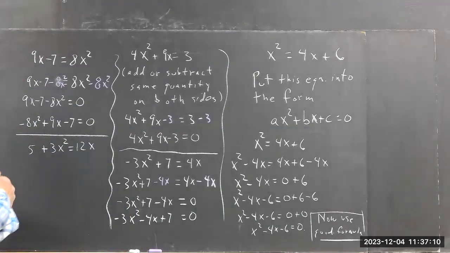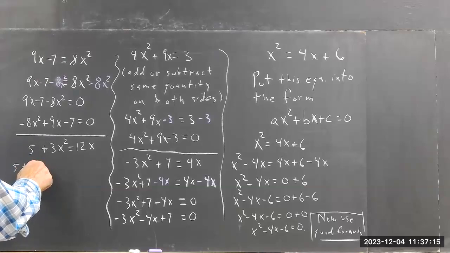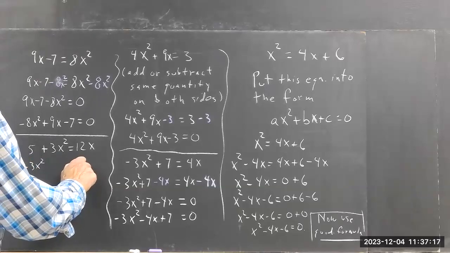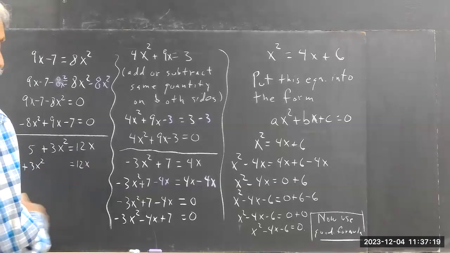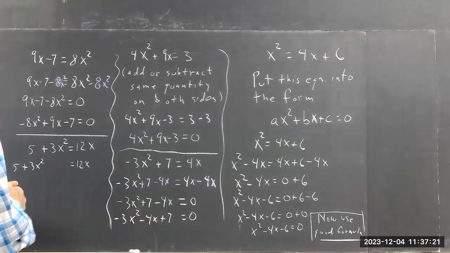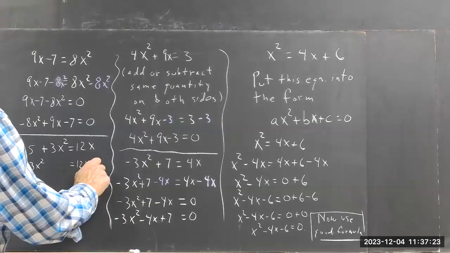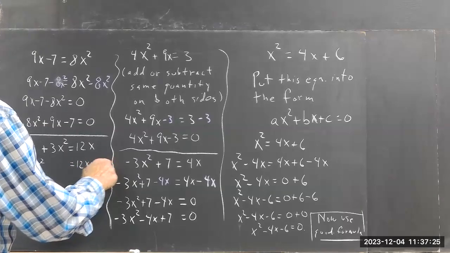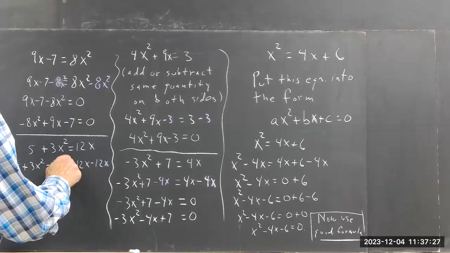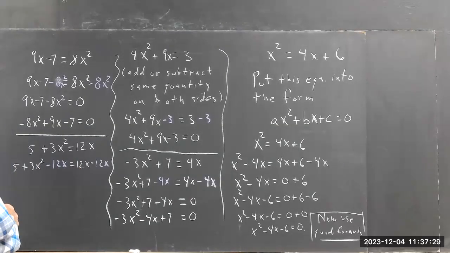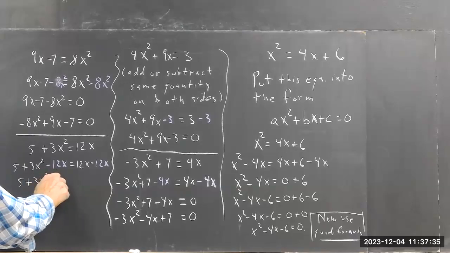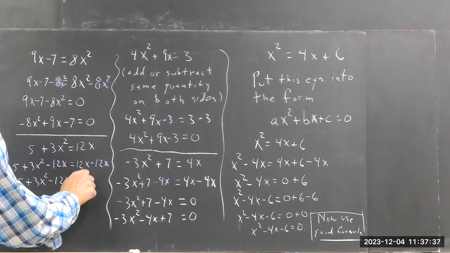Okay, this one. Make sure we got 5 plus 3x squared equals 12x. Emphasize what we do. We need 0 over here, so we subtract 12x. And we do the same thing here. And we get 5 plus 3x squared minus 12x equals 0.